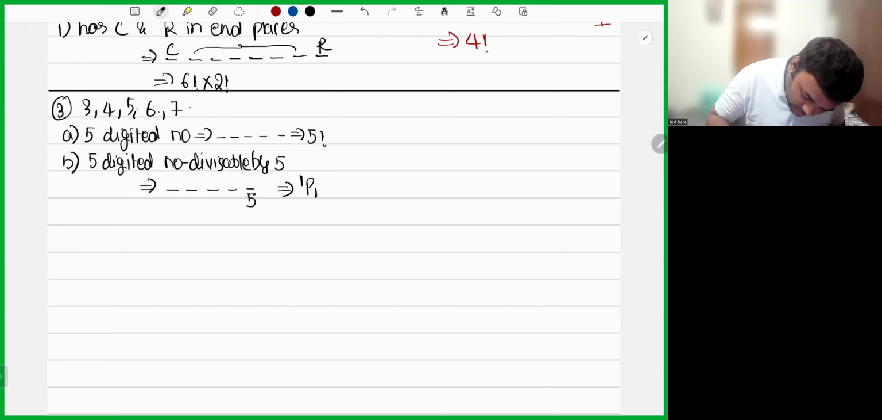Next, this is over. Now 4 numbers are left. How will you keep them in 4 places? 4P4, which is simply equal to 24.